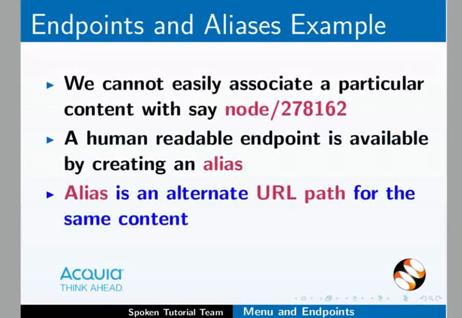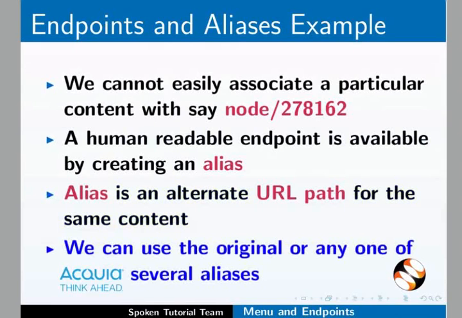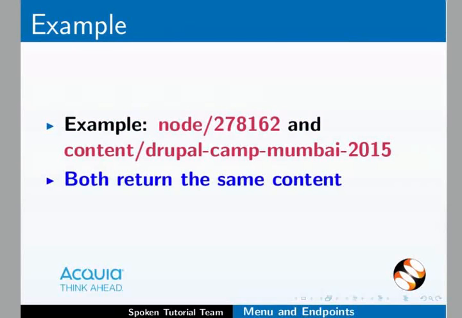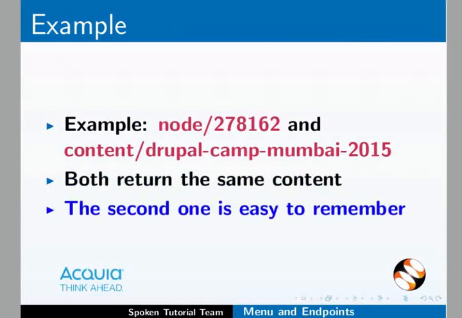A human readable endpoint is available by creating an alias. Alias is an alternate URL path for the same content. We can use either the original or any one of several aliases for displaying the same content. For example, node/278162 and content/Drupal Camp Mumbai 2015 both return the same content. The second one is easier to remember.